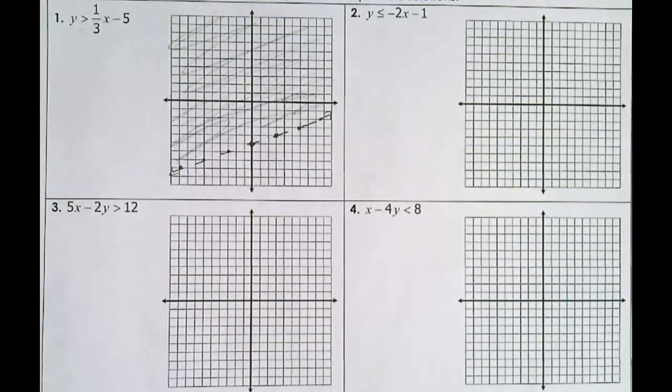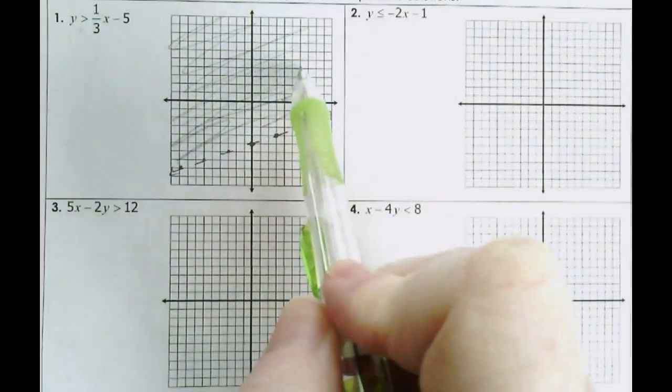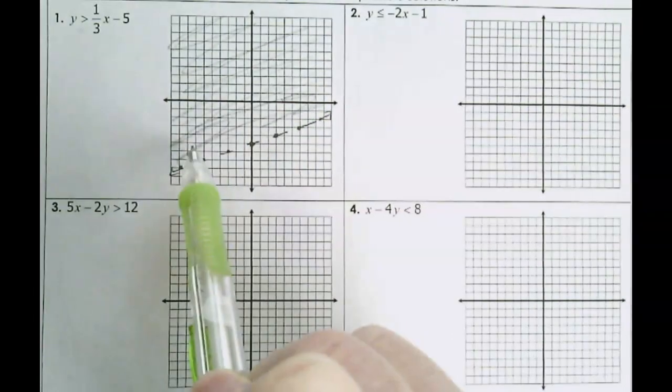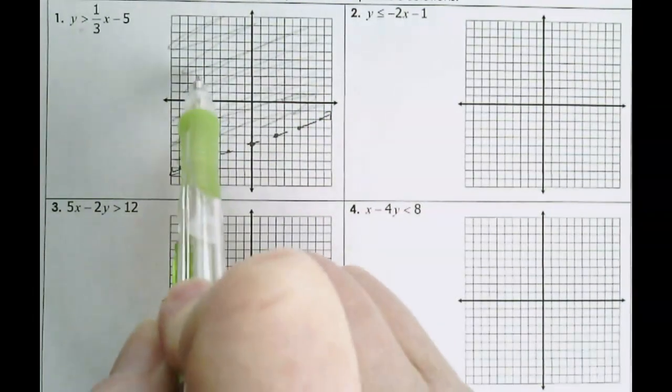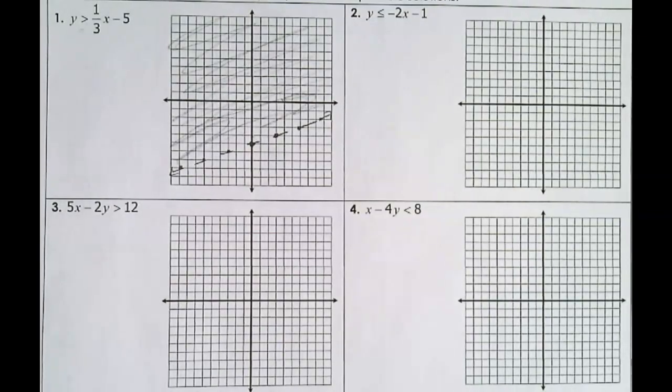That means I could pick any of those coordinates. I could pick this coordinate. Yes, that's a solution. I could pick this coordinate. Yes, solution. This one, it wouldn't matter if it was above. Those are all solutions to this inequality.